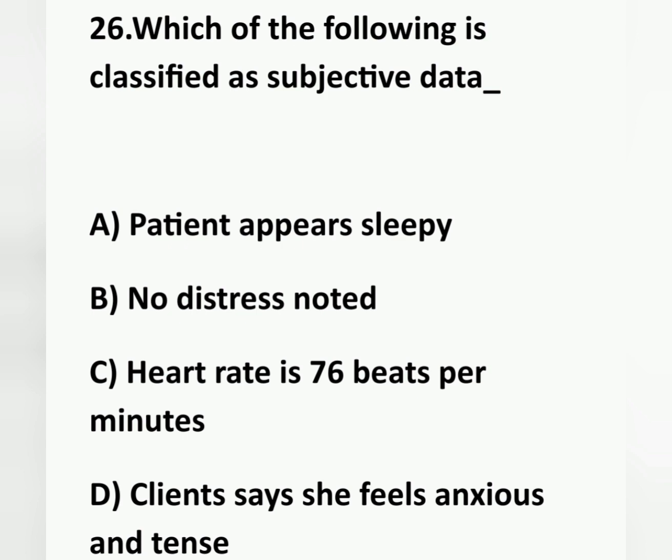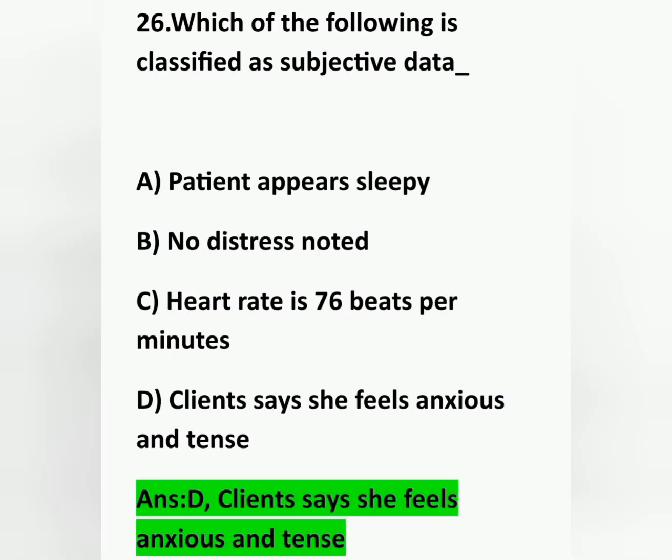Question number 26. Which of the following is classified as subjective data? Option A, patient appears sleepy. Option B, no distress noted. Option C, heart rate is 76 per minute. Option D, client says she feels anxious and tensed. Subjective data means what the patient is telling. Objective data means what we are observing. So answer is option D. Client says she feels anxious and tense. What the patient is telling, that is subjective data. Option D is the correct answer.